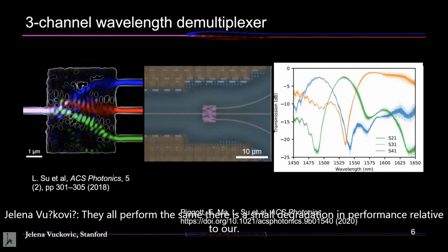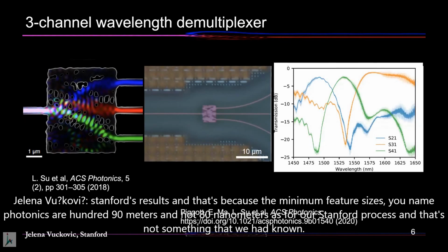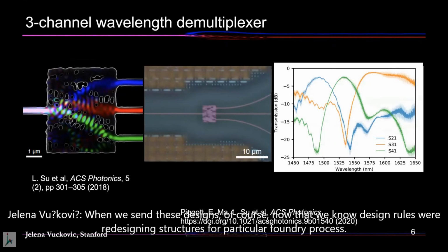There is a small degradation in performance relative to our Stanford results. That's because the minimum feature sizes in AIM Photonics are 100 nanometers and not 80 nanometers as for our Stanford process. And that's not something that we had known when we sent these designs. Of course, now that we know the design rules, we're redesigning structures for the particular foundry process.